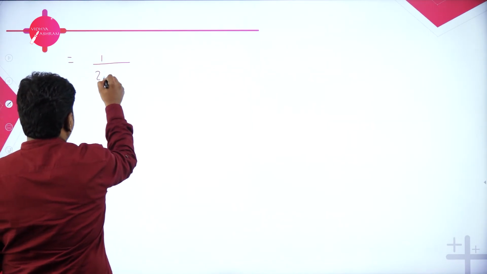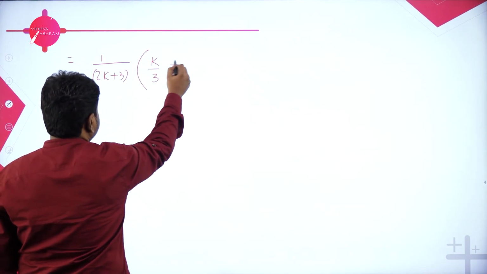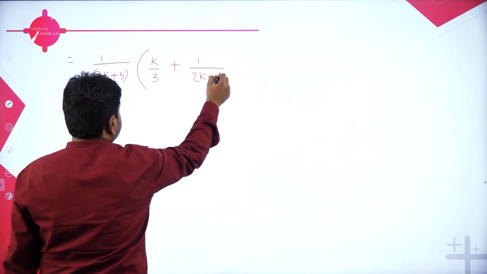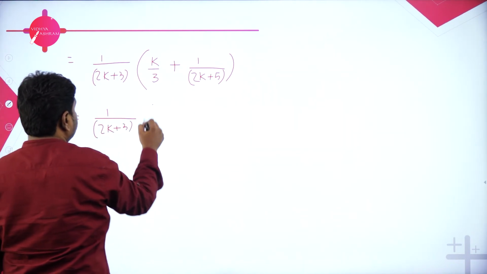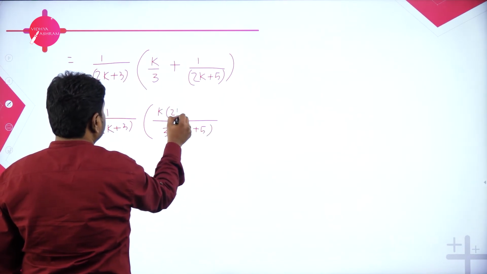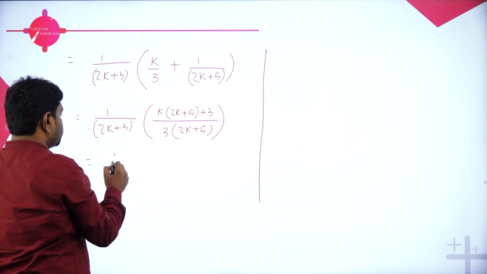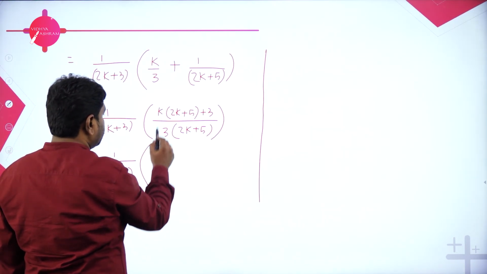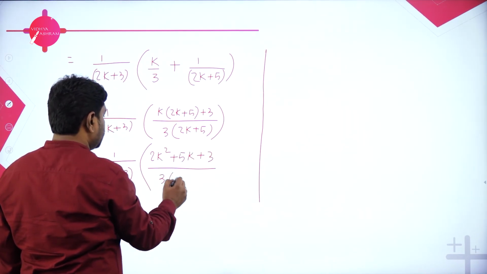So I'll take 1 by 2k plus 3 common. Then I'll write the remaining. What is remaining? k by 3 is left out plus 1 by 2k plus 5 is left out. Now we'll simplify this. That is 1 by 2k plus 3 into, if you take the LCM, which is 3 into 2k plus 5, and cross multiply, you'll get k into 2k plus 5 plus 3. After simplifying, we'll get 1 by 2k plus 3 into (2k square plus 5k plus 3) divided by 3 into 2k plus 5.